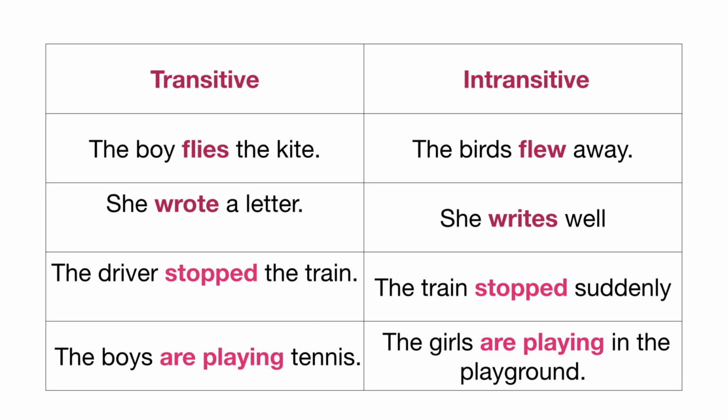The boys are playing tennis. Tennis is object, so are playing is transitive verb. The girls are playing in the playground. Students, concentrate here. In this example, we do not have the object, and the playground is the object of the preposition in, not of the verb are playing.